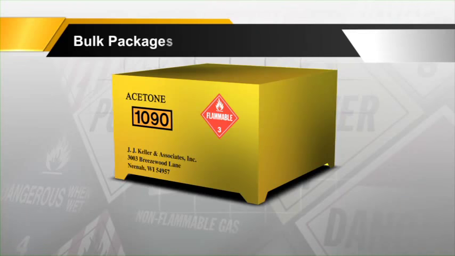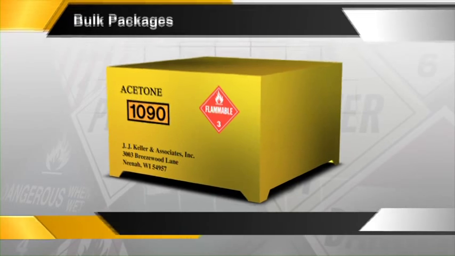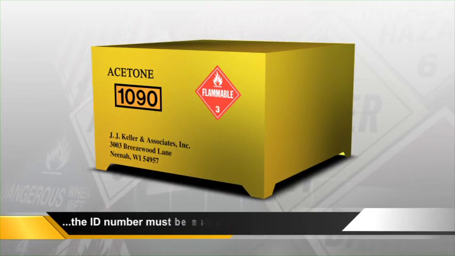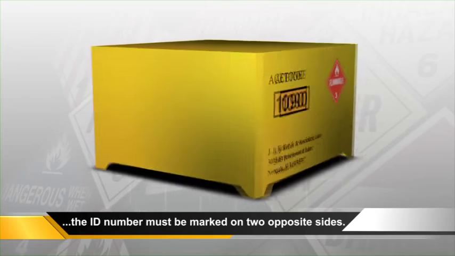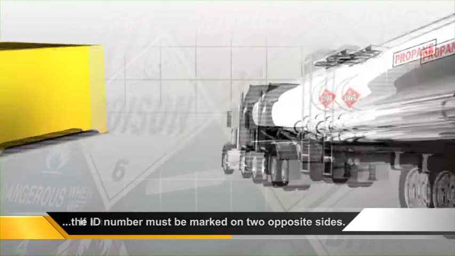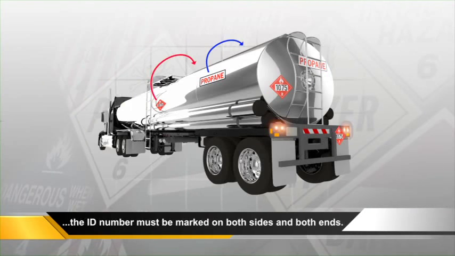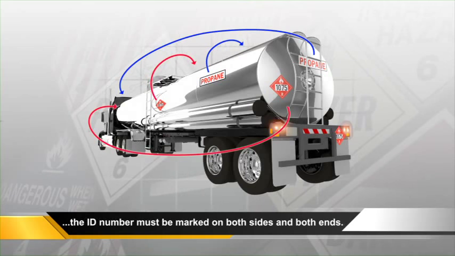On bulk packages, the material's identification number must be displayed as described in the regulations. If a bulk container holds less than 1,000 gallons, the identification number must be marked on two opposite sides. If the container holds 1,000 gallons or more, the identification number must be marked on both sides and both ends.